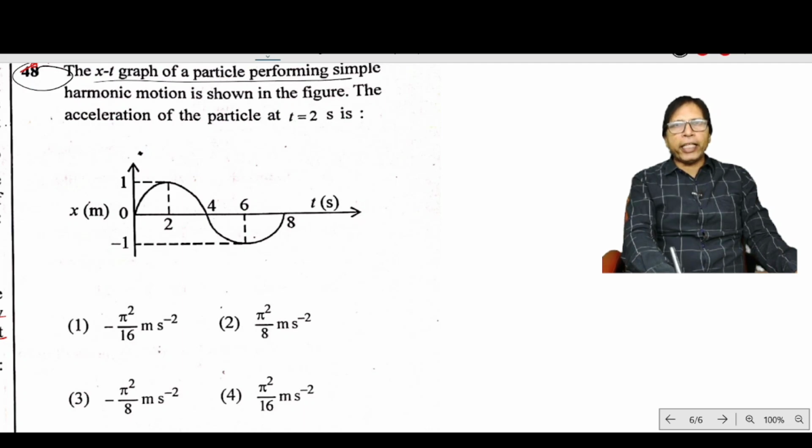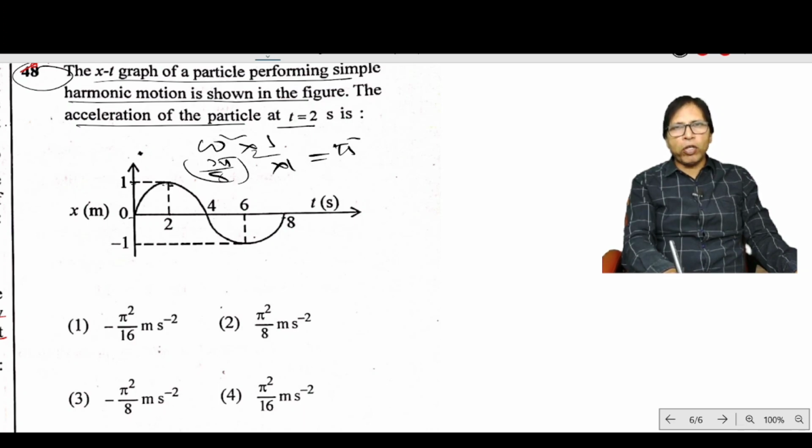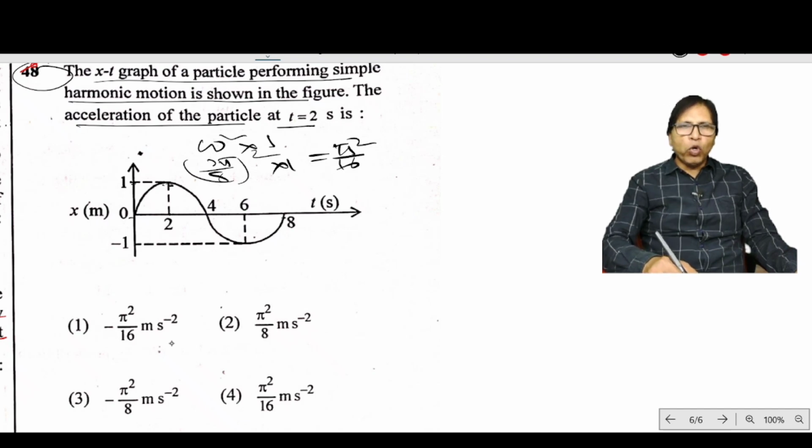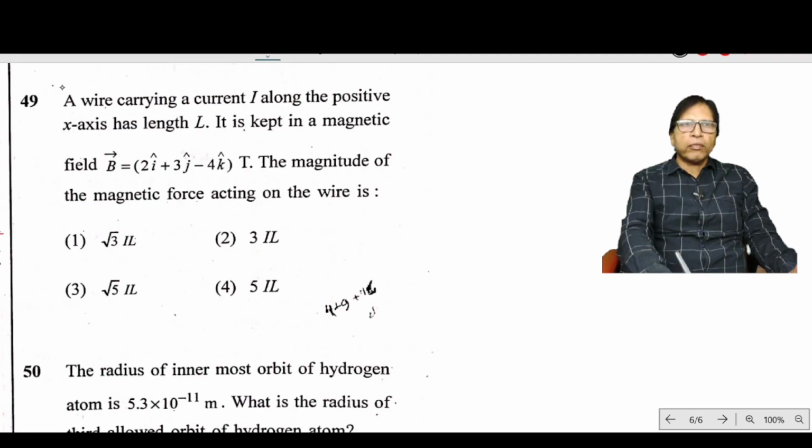Now 48. The x-t graph of a particle performing simple harmonic motion is shown in figure. The acceleration of the particle at t equal to 2 seconds. Now at t equal to 2 seconds, its amplitude is maximum, so it is at the extreme point. So its acceleration is omega square A, A means 1. Now what is omega? Omega is 2 pi by 8. So 2 pi by 8 whole square into 1, this is pi square by 16, the acceleration. Now what is the direction of acceleration? As it is at the positive end, the acceleration has a negative sign.